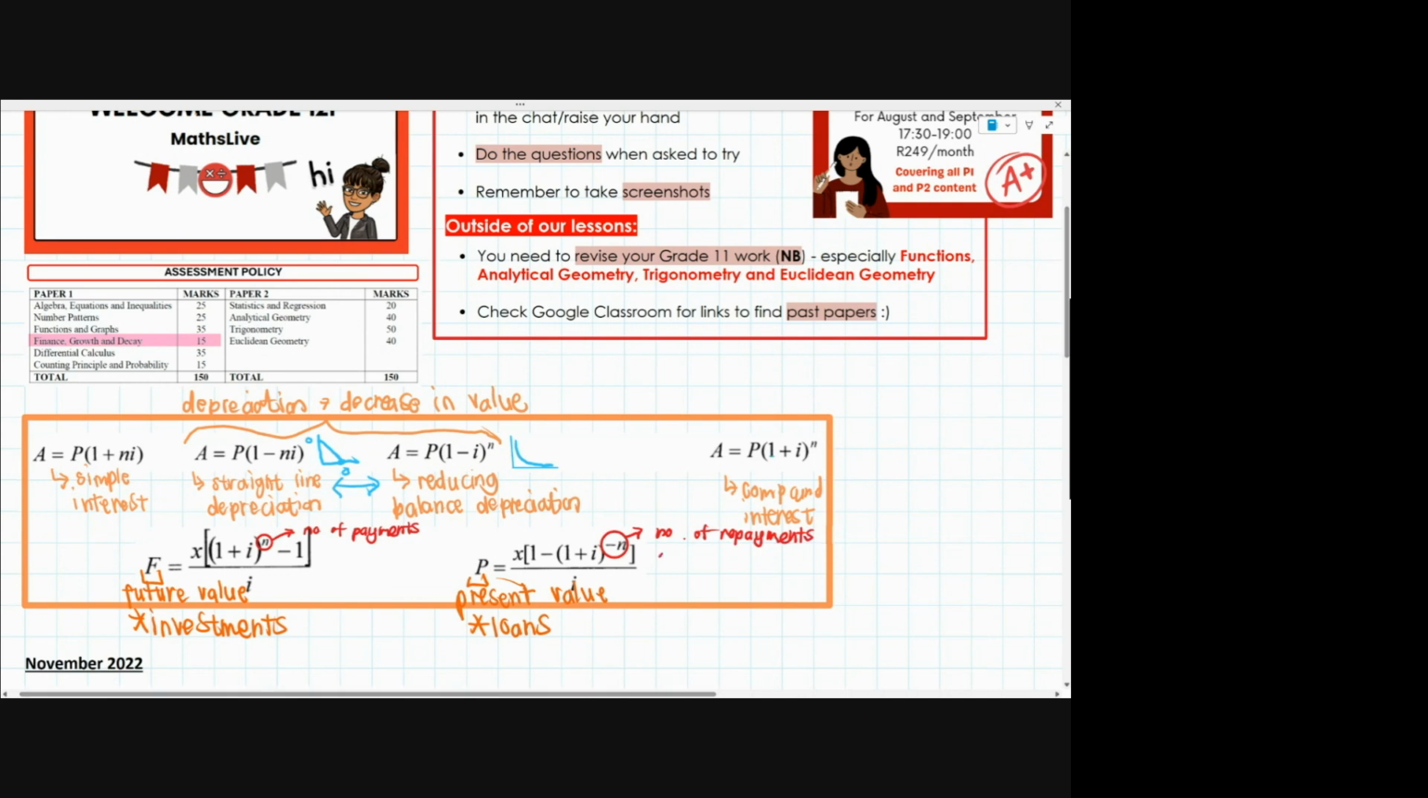When we start talking about balance outstanding, we use the present value formula because it is a loan scenario, but this N value will then represent how many payments we still have to make. Right, now we will look at examples of all of this stuff over the next 2 lessons, but these are just some important things to bear in mind.